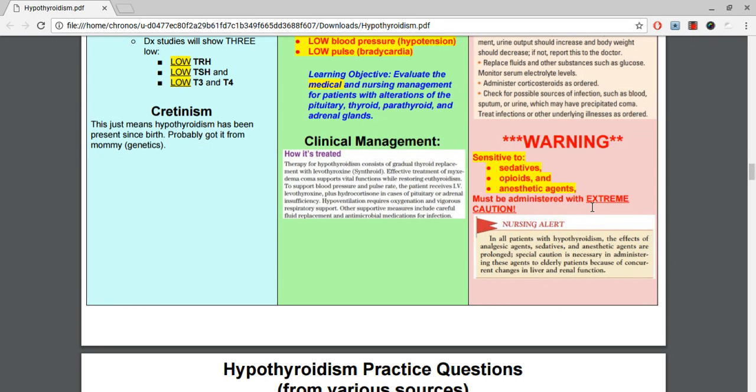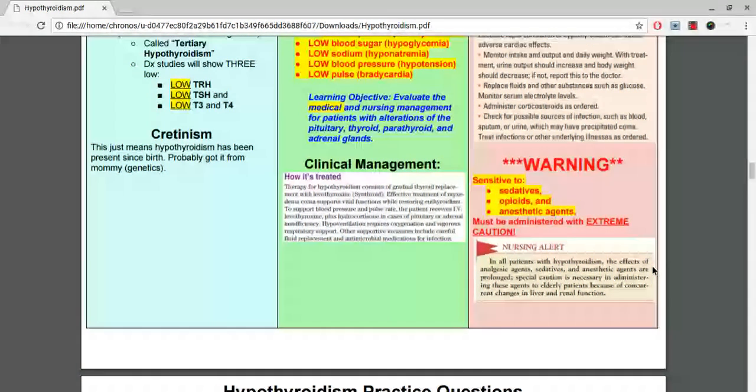Okay, because you're the eyes and ears of the doctor and you're going to be held legally responsible if anything happens. So that might be a good idea to follow up with the doctor and be like, hey, I noticed that this patient's on a sedative and he has hypothyroidism. So yeah, just wanted to bring that up, see what was the rationale behind that. And they put this in the book. They said, nursing alert: in all patients with hypothyroidism, the effects of analgesic agents, sedatives, and anesthetic agents are prolonged. Special caution is necessary in administering these agents in elderly patients because of concurrent changes in liver and renal function, so they won't be able to excrete this drug.